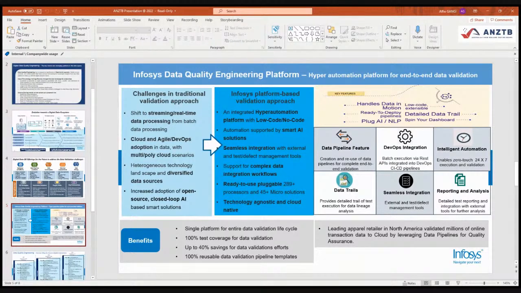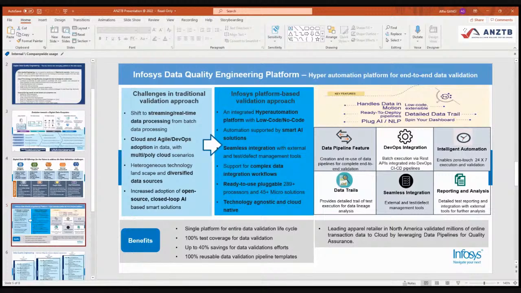And with respect to the benefits, this is a single platform for the entire data validation lifecycle. We also have 100% coverage for all data validation, and we have seen 40% effort saving with this particular tool set. And there's a 100% reusable data validation pipeline template. So what happens is you come up with a reusable pattern, define a template, and that template can be reused for a similar problem that you want to solve. So this capability is also a key benefit with respect to this tool set.